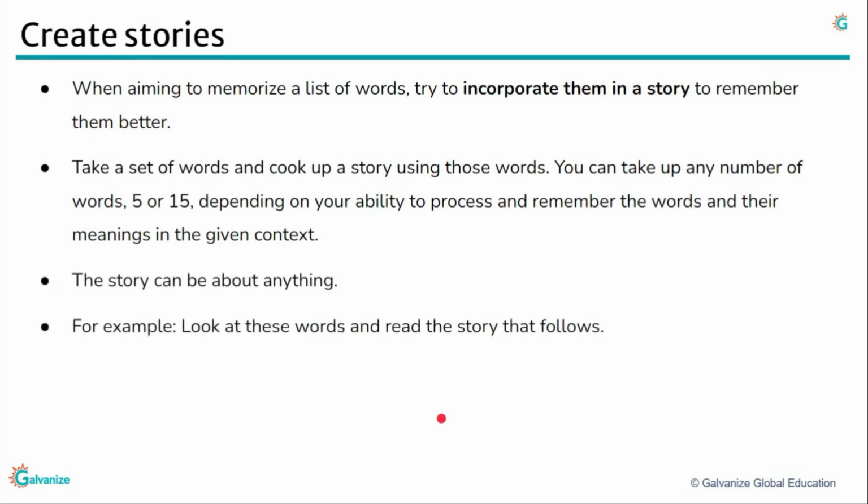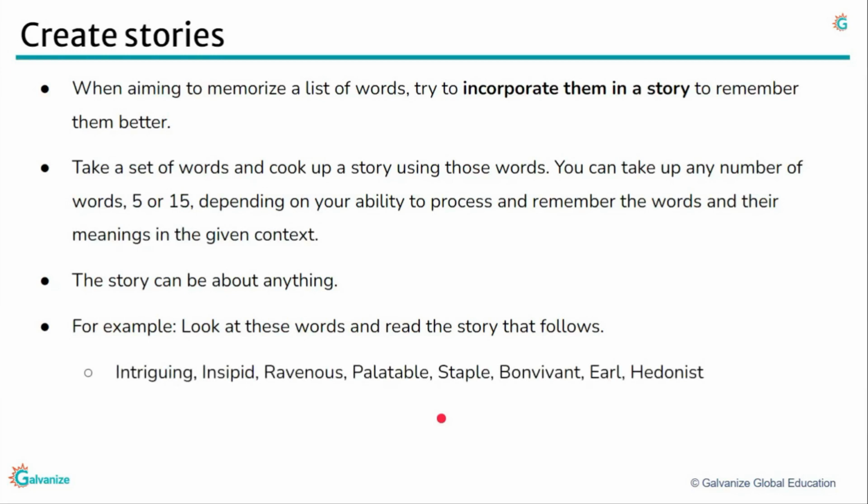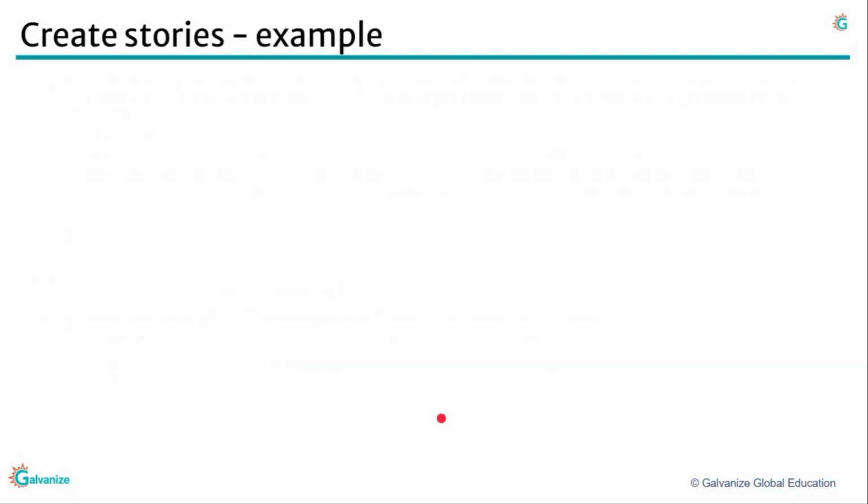The story can be about anything. So we'll take a few words and try to create a story. This is just an example for you. Intriguing, insipid, ravenous, palatable, staple, bon vivant, earl, and hedonist. So how many of these words do you know? Maybe three? All? Let's see how we can create a story with this.